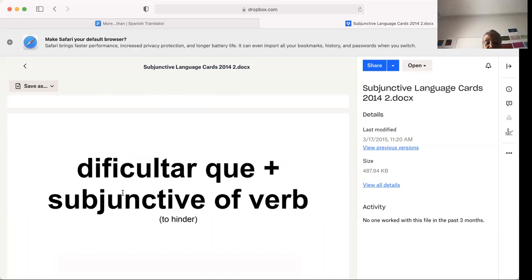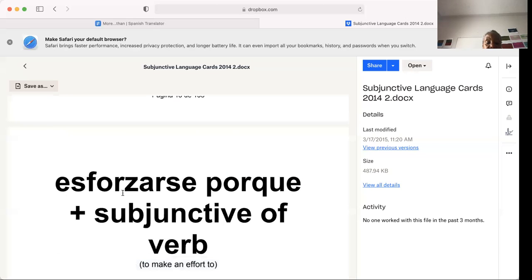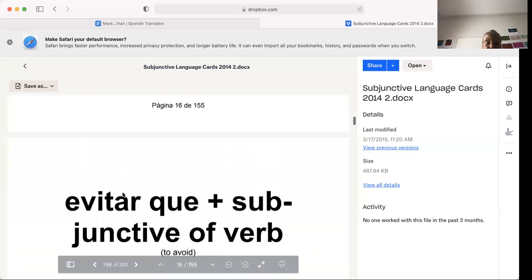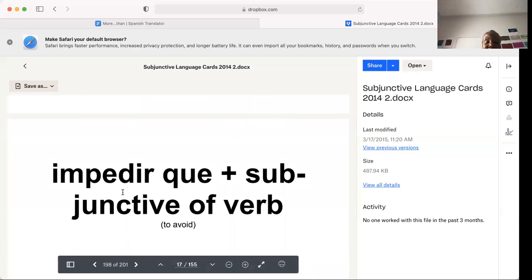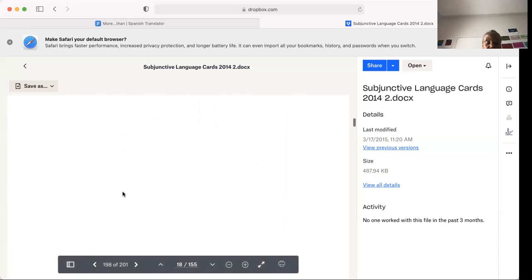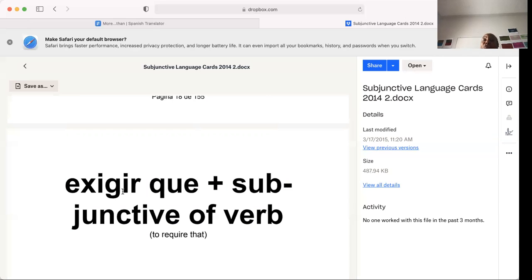Dificultar que, plus a subjunctive, to hinder, to act as an obstacle. Esforzarse porque, not que. Esforzarse porque, plus the subjunctive of the verb, to make an effort to. Evitar que, to avoid. Impedir que, to avoid. Exigir que, to require that. Exigir is to require something. Una persona muy exigida es una persona that always requires something, never satisfied.